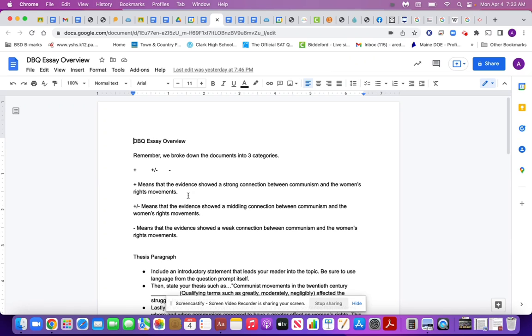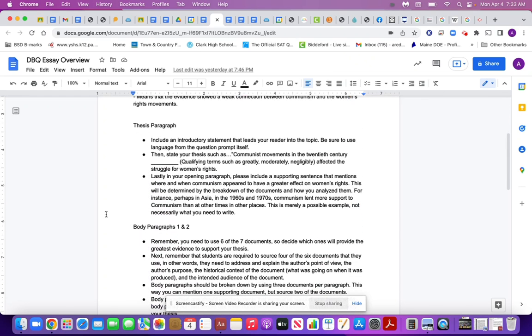Remember that all 7 documents showed some connection, but we categorized them as to which were the strongest and which were the weakest. For your thesis paragraph, remember to include an introductory statement that leads your reader into the topic. Be sure to use language from the question prompt itself. Then, state your thesis, such as communist movements in the 20th century, and then you use a qualifying term such as greatly or moderately or negligibly, depending on what argument you're going to make, affected the struggle for women's rights.